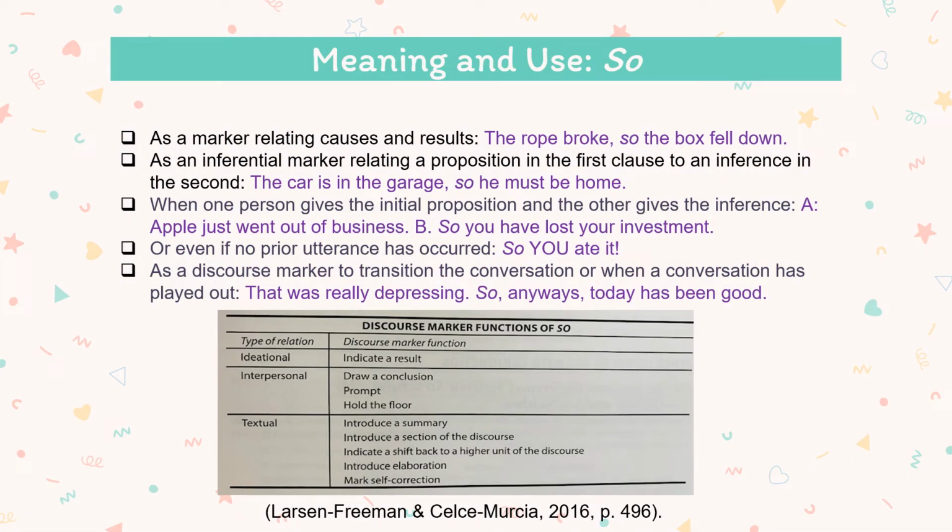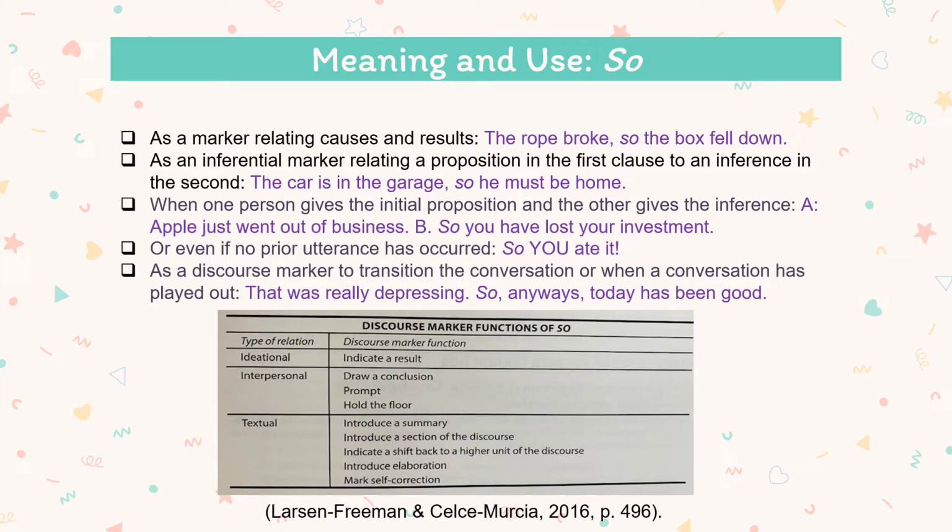This is the meaning and use of the word "so." As a marker relating causes and results: the rope broke, so the box fell down. It can also be used as an inferential marker relating a proposition in the first clause to an inference in the second. So we have, the car is in the garage, so he must be home.